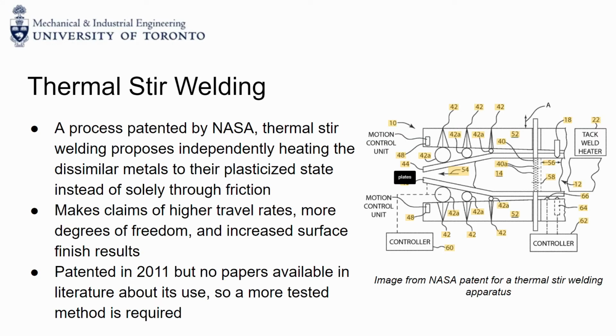One of the first ideas we found for improving the friction stir welding process was something patented by NASA called thermal stir welding, where you independently heat the two different metals to their own plasticized state, giving you a lot more control over the heat input into the material. And they make claims of higher travel rates and more degrees of freedom, which are really good things to have in the automotive industry.